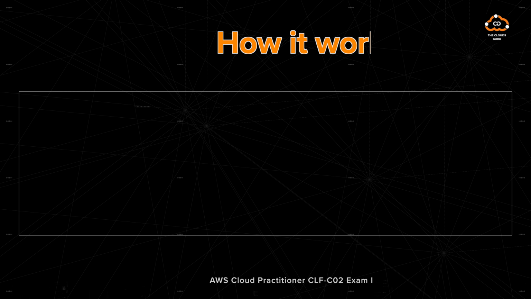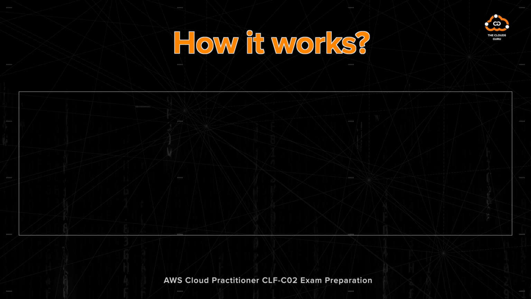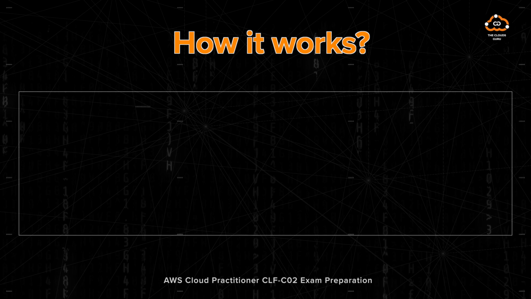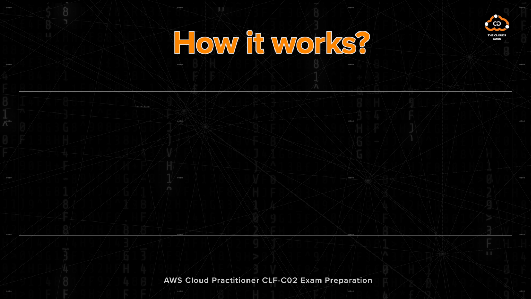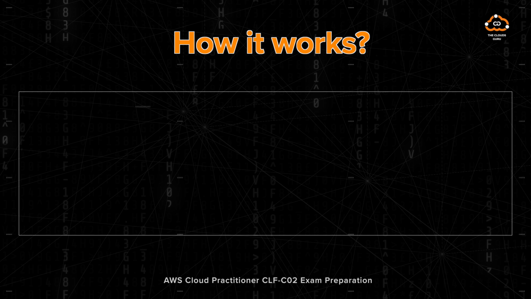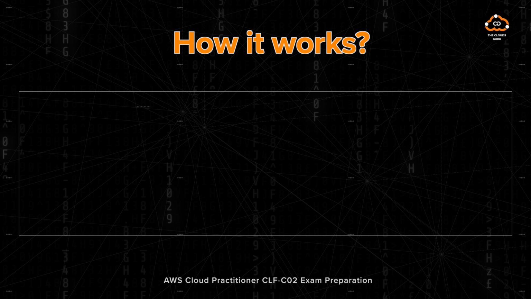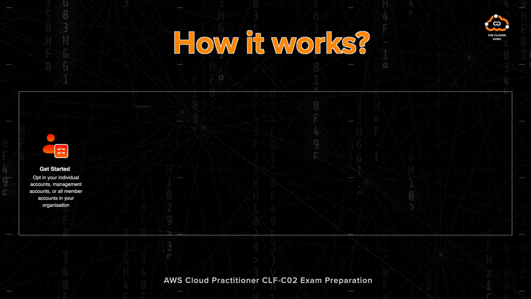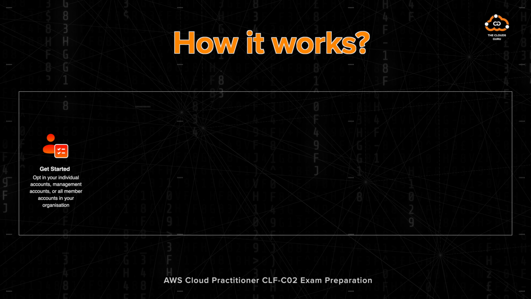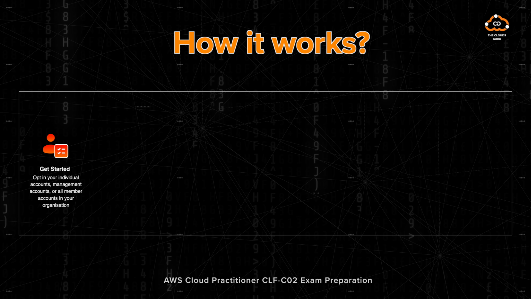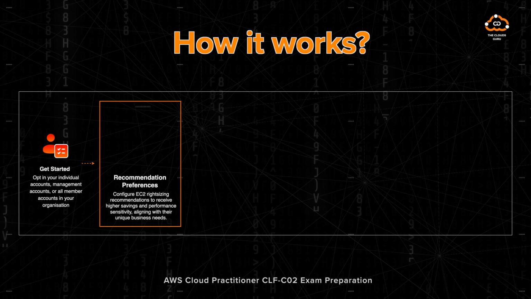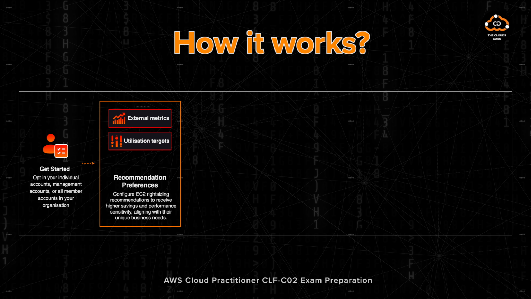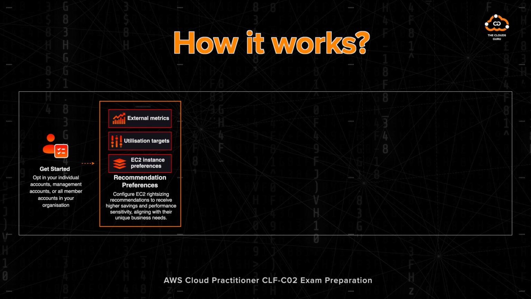How it works for AWS Compute Optimizer? AWS Compute Optimizer helps optimize AWS resources by providing recommendations for cost reduction and performance improvement. Users can opt in individual accounts, management accounts, or all member accounts in their organization. It offers recommendation preferences such as external metrics, utilization targets, and EC2 right-sizing.